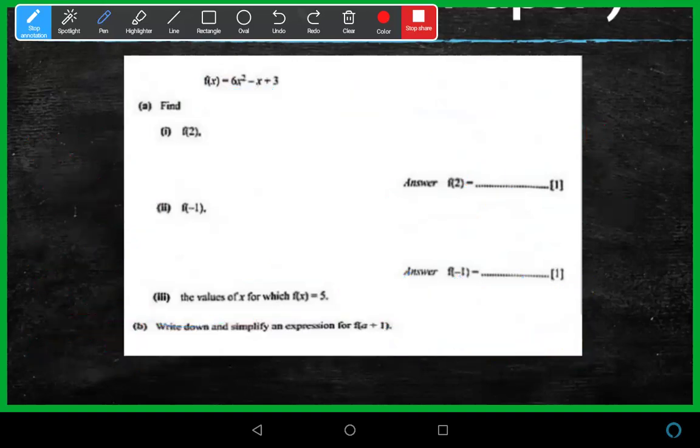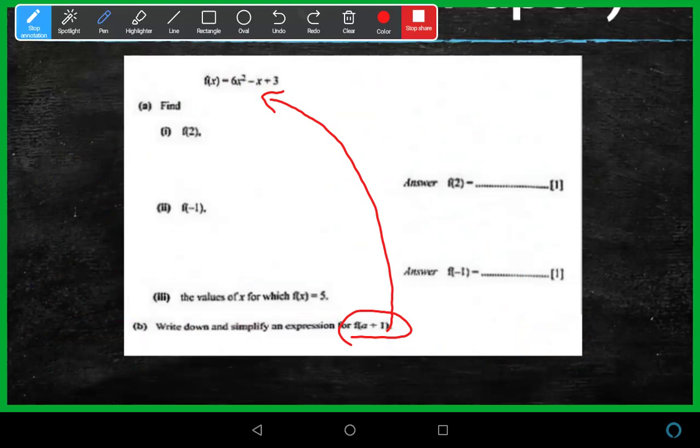Now we have part B. In this part B, we have to put a plus 1 replacing x. This is homework for you. The input of the function is a plus 1, and then you have to simplify. We have done this type of question in the previous slide. Try to solve it by yourself.